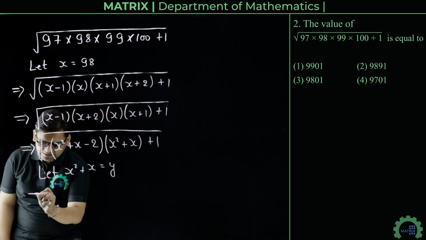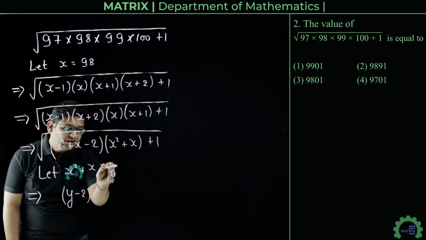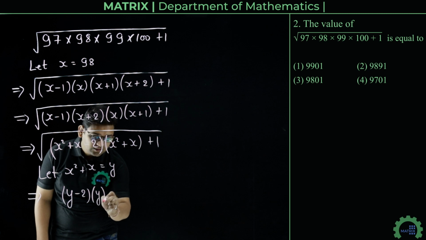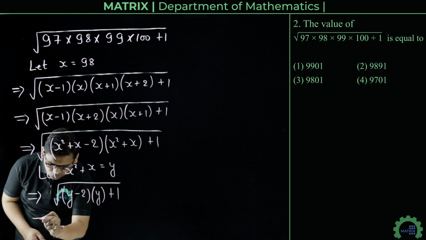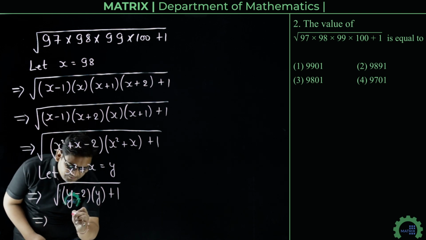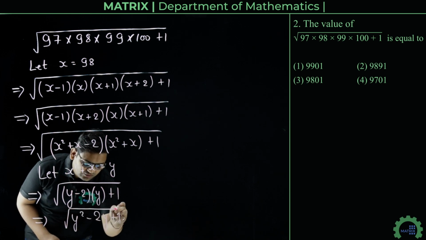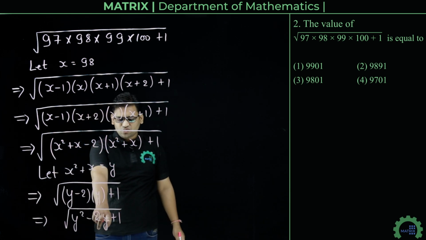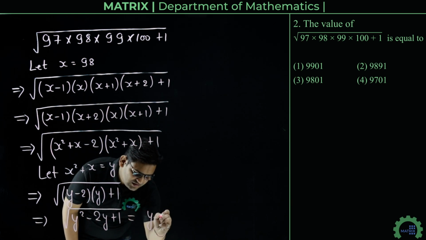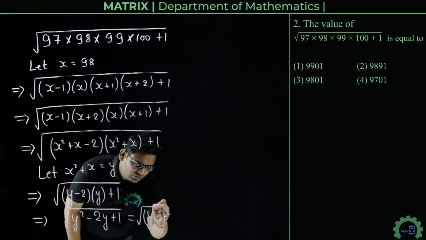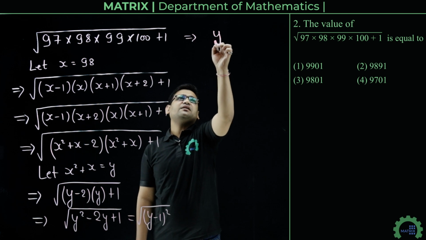So we can write this as y minus 2 into y plus 1 whole square root. Alright, so this will be y square minus 2y plus 1 whole square root. Now we know that y square minus 2y plus 1 is y minus 1 whole square. So this is written as y minus 1 whole square root, that is y minus 1. So finally on solving this we get y minus 1.